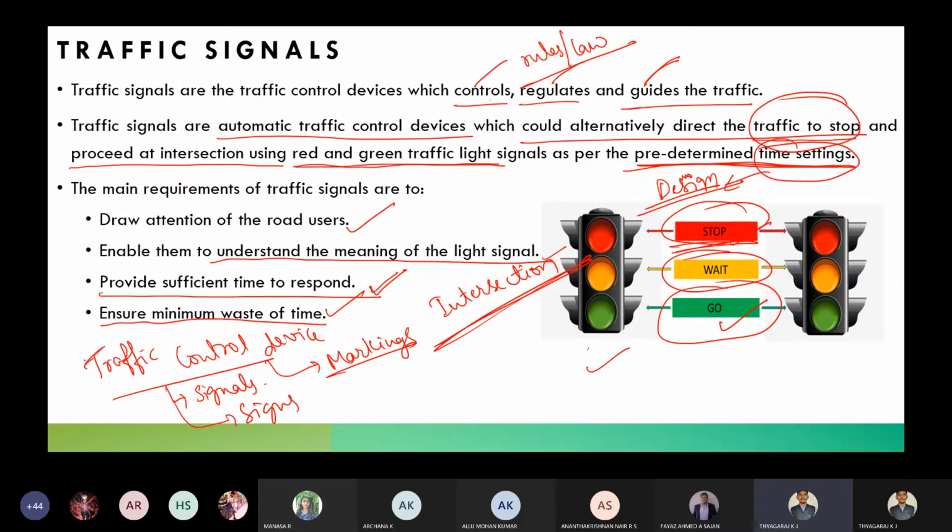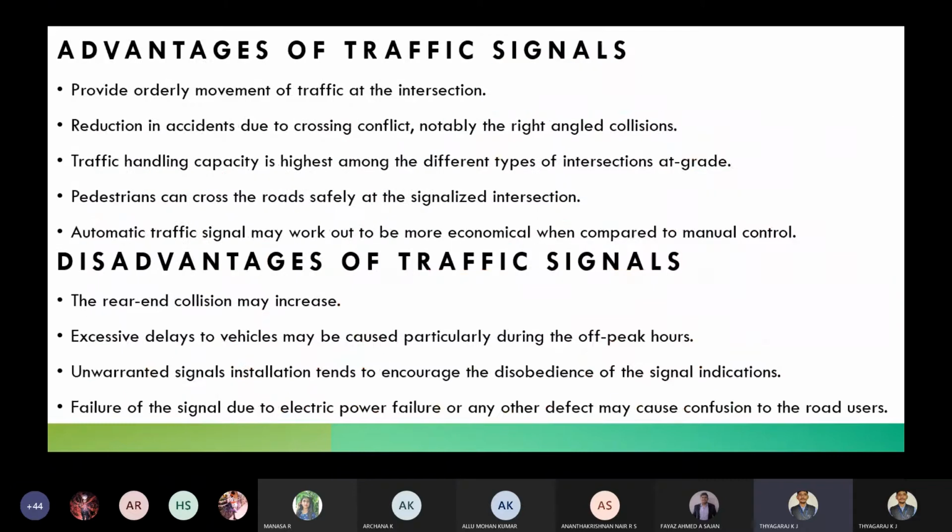These are the things you are going to observe in your daily life, that is, the traffic signals and colorings also. Then, what are the advantages and disadvantages of traffic signals?